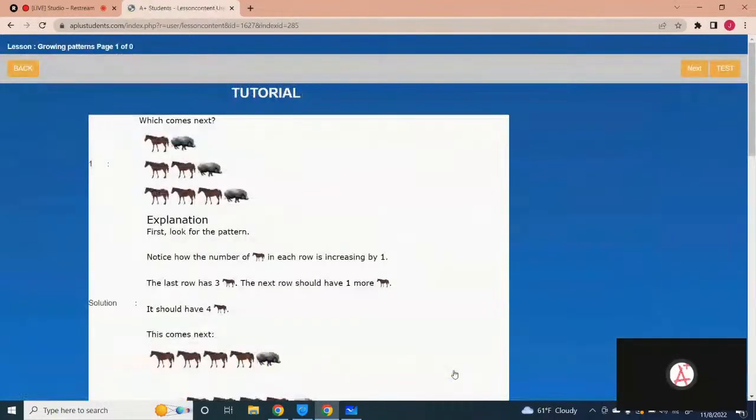The next one is the growing patterns. Got it? Now the patterns are growing. You just need to learn how they are growing. Let's start with the first example.